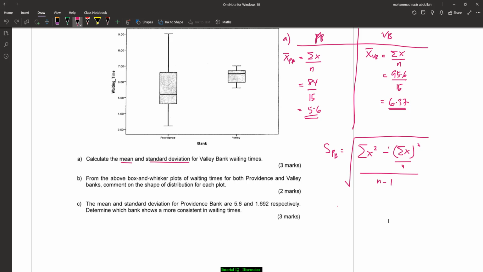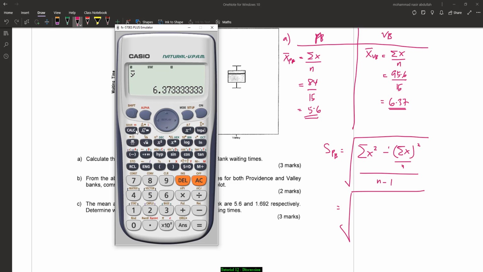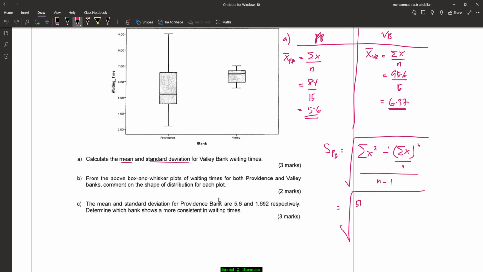Right? So you input the value of summation of X square. Summation of X square mana dapat? Because shift 1, number 3, X square number 1. So you will get 510.46, and then this is 84 power of 2 divided by 15, everything divided by 14.